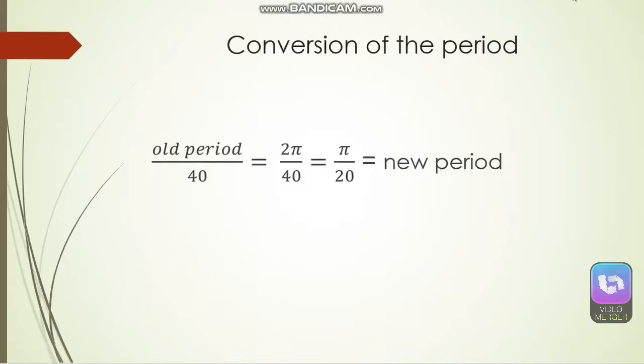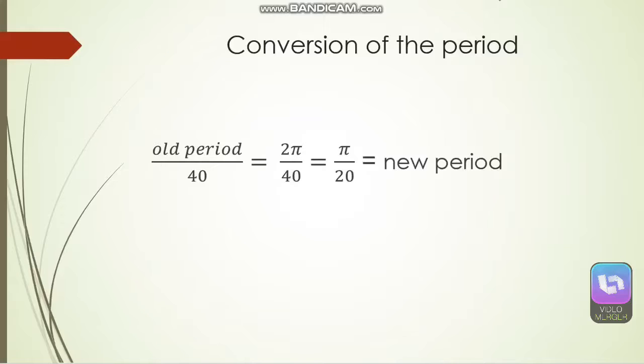From the previous graph, we can notice that the cosine function is repeating on the x-axis every 2 pi. The period of the cosine function is 2 pi. Similarly, with the graph of our function, its period is 40. We get the number 40 because the Ferris wheel makes one full rotation in 40 seconds. So the new period for our new function is 2 pi over 40, which is equal to pi over 20.